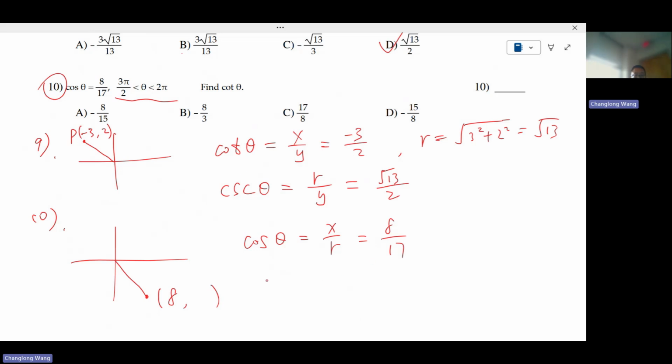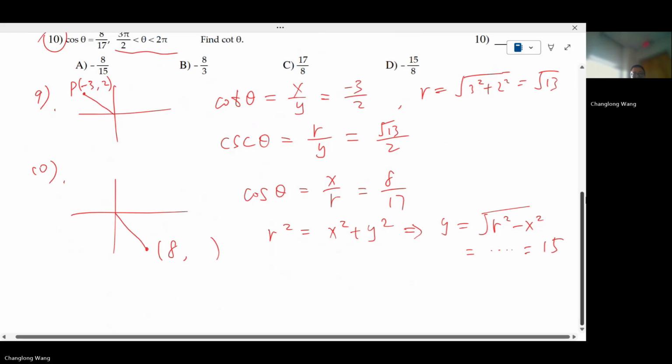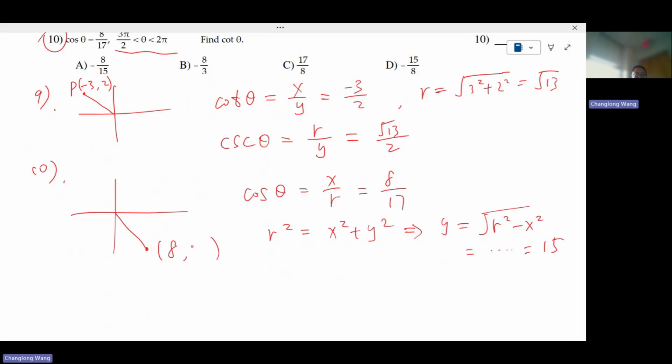And it's good that people realize, if r squared is x squared plus y squared, you can invert it to find y, which is the square root of r squared minus x squared. Plug in the numbers, I believe you're going to get 15. Somehow, 8, 15, and 17 are Pythagorean triplets. Okay, good point. So now you realize there's something wrong. In the 4th quadrant, I cannot take positive 15, so it has to be negative 15.